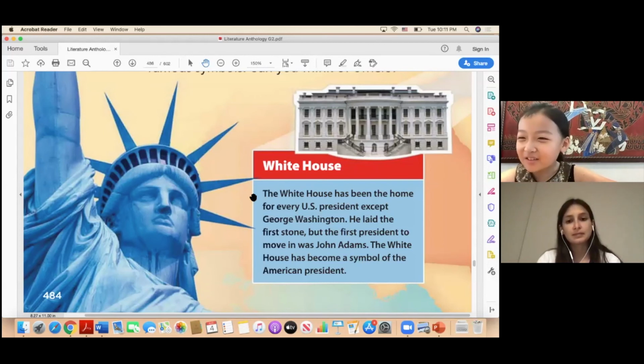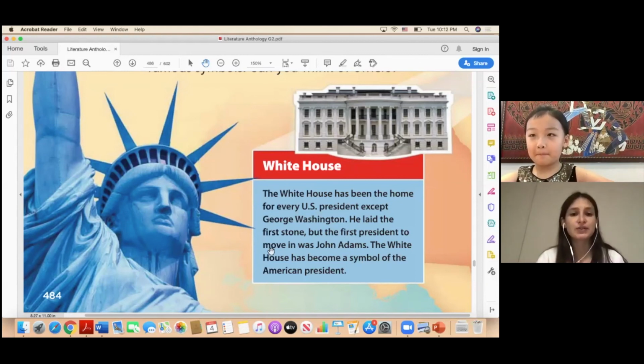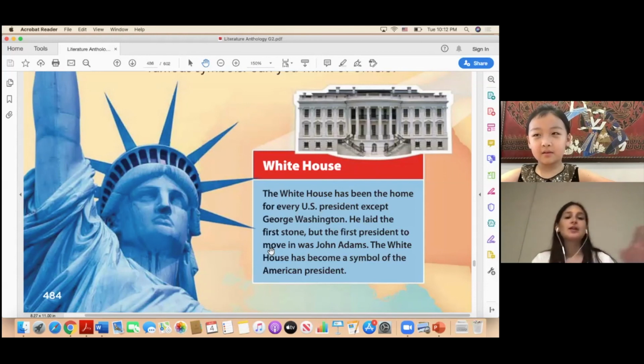I have a question. Who's John Adams? I thought the first American president is George Washington. Yes, the first president is George Washington, but the first president to live in this house was John Adams. So George Washington lived in a different house. And then he moved into the White House? No, the White House didn't exist when George Washington was president. So he lived in his own house. Oh.